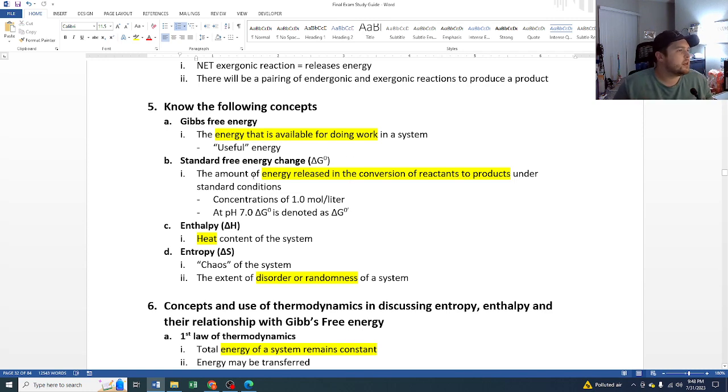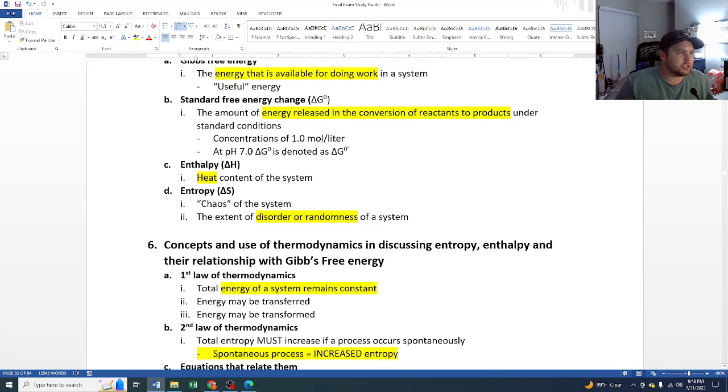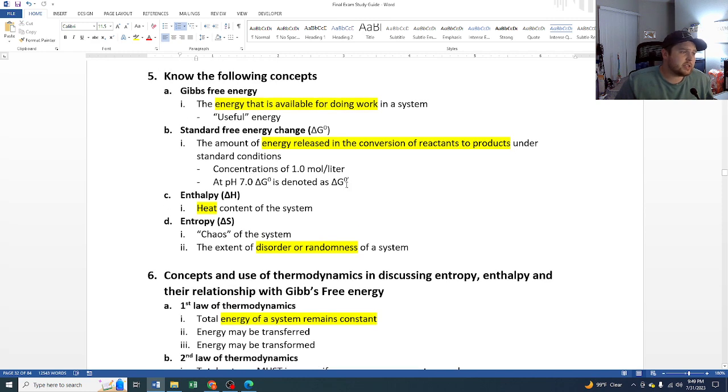You determine the energy stuff that's in that system based on what's there. There's standard free energy. This is the amount of energy released in the conversion of reactants to products under standard conditions, so a concentration of 1 mole per liter at a pH of 7, and that delta G, the change in Gibbs free energy, is going to be the delta G 0 prime. There it is. We also have two concepts of enthalpy and entropy.